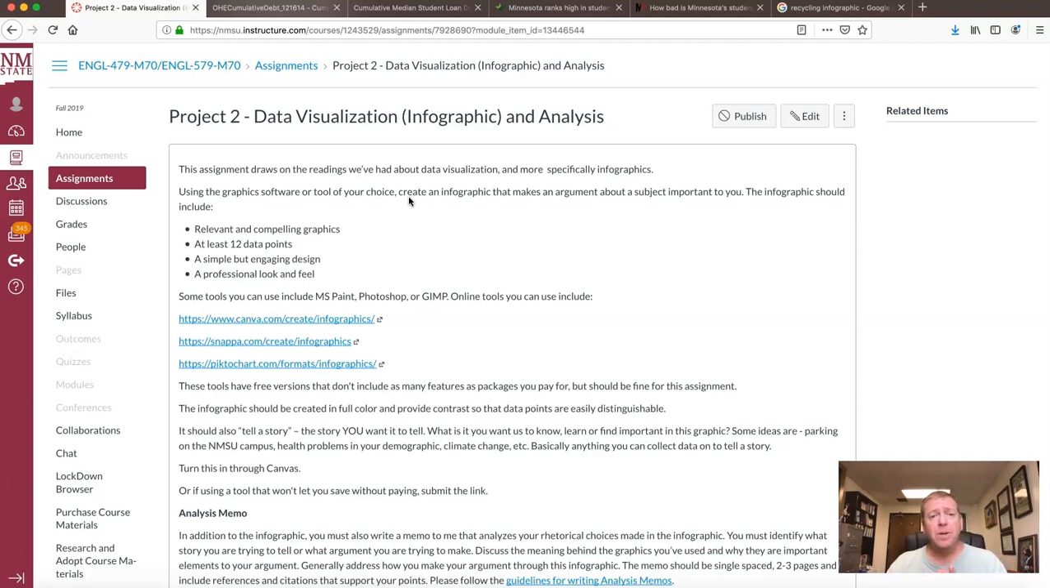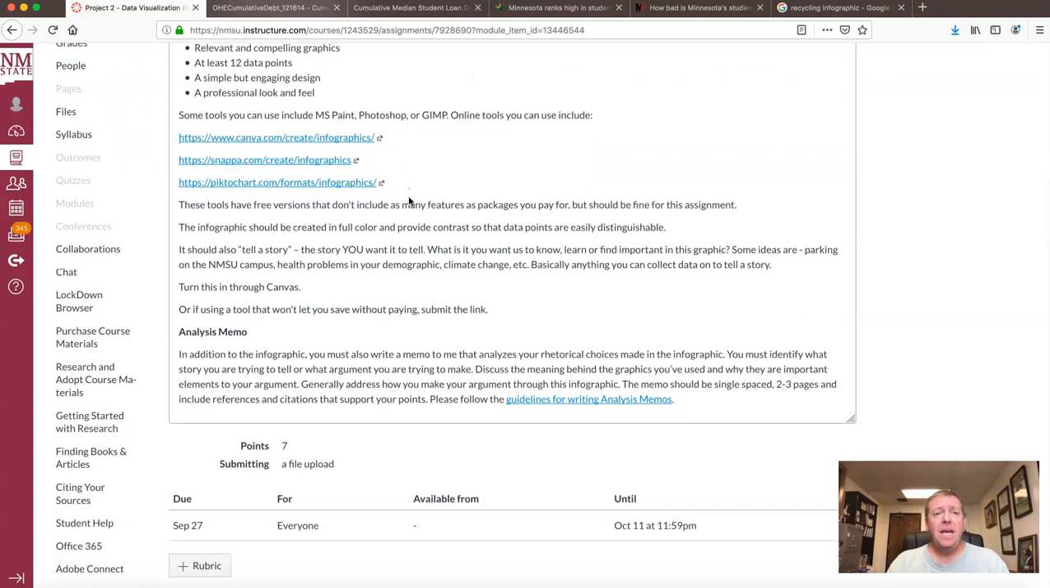The infographic should be created in full color and provide contrast so that data points are easily distinguishable. It should also tell a story. This is an important part about infographics, as you're going to find out during the readings. The story that you want it to tell. What is it that you want us to know, learn, or find important in this graphic?